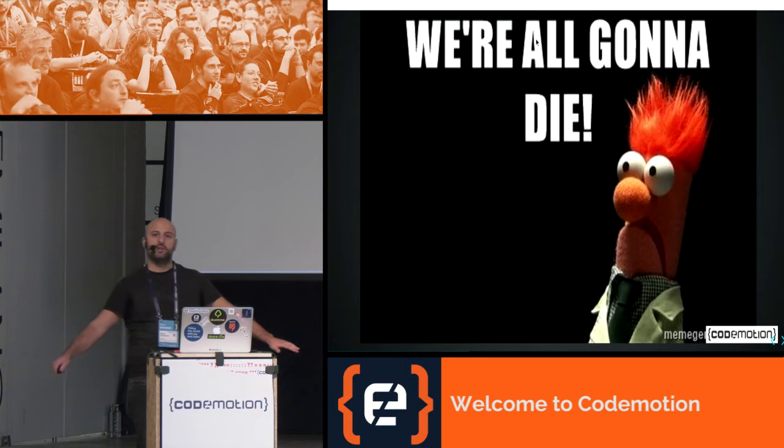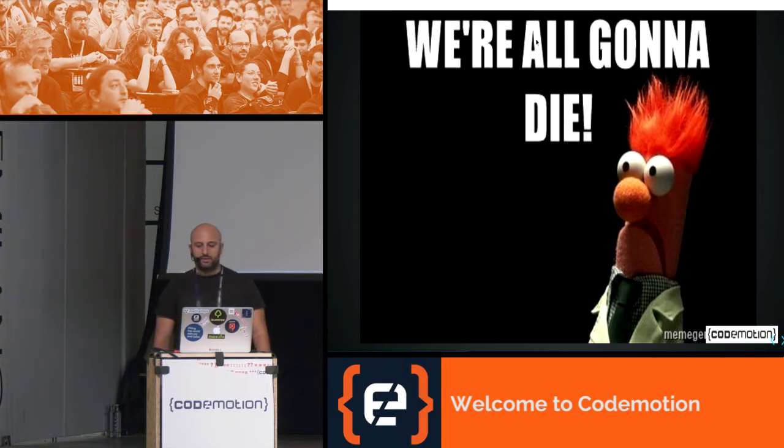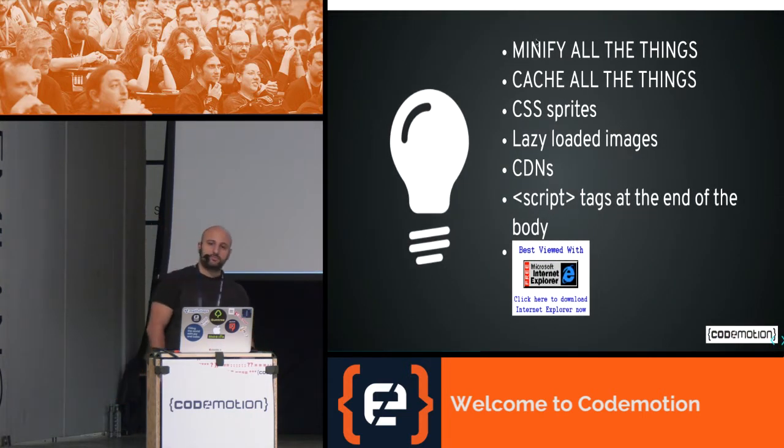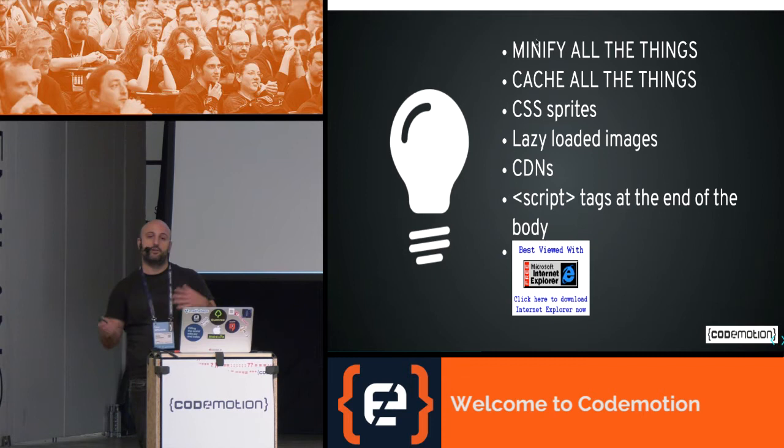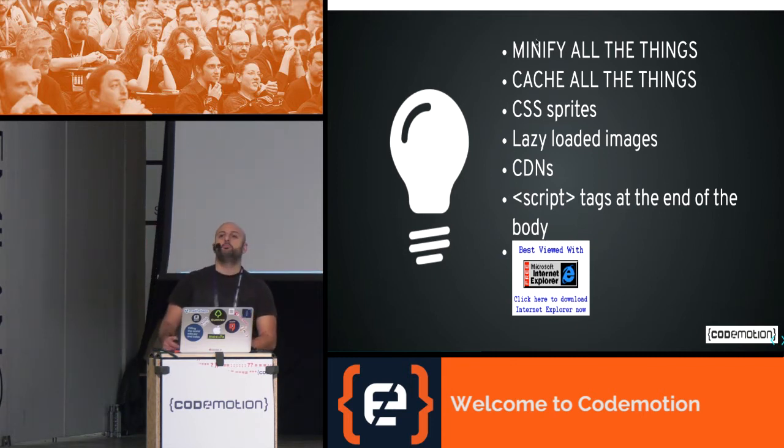Panic. We need to make our web pages faster. What do we do now? A lot of stuff. This is basically all that happened in the performance optimization scene in the latest years. These are best practices that you probably already know. You tend to minify your JavaScript and CSS files. You tend to cache everything you can. You combine images in a CSS sprite to reduce the number of HTTP requests. You lazy load stuff.